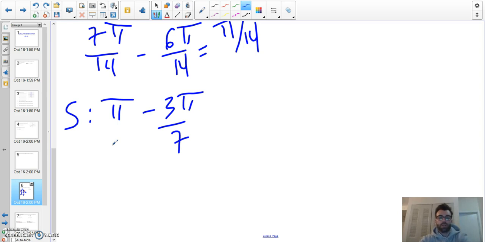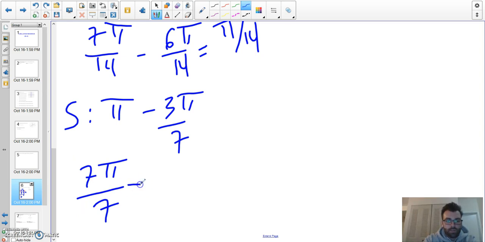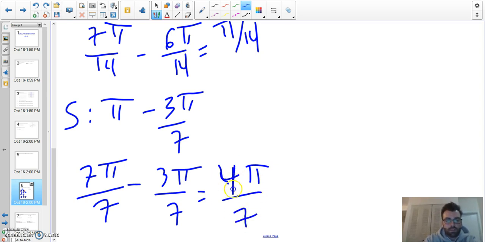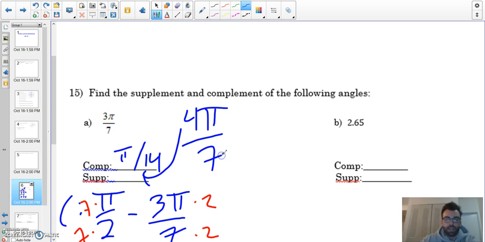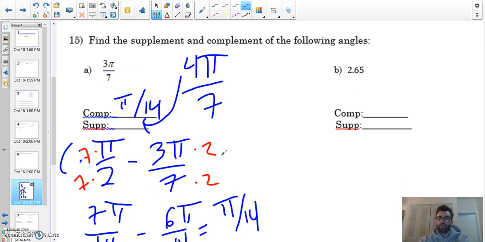So in terms of 7, I could think about this as 1 over 1. I can multiply the top and the bottom by 7 because I know that 7 pi over 7 is just 1. So 7 pi over 7 minus 3 pi over 7 gives me 4 pi over 7. That is my supplement. Sorry, I've got to do a little arrow it up. Okay, next.